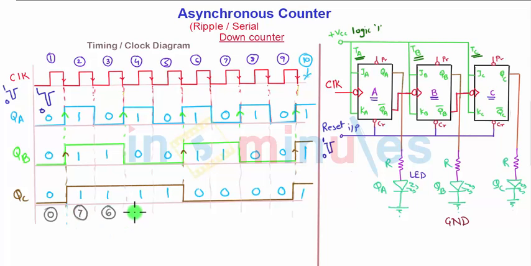6th, 1, 0, 1, that is the 5th, 1, 0, 0, 4th state, 0, 1, 1, 3, 2, 1, 0, and again it will go to the 7th state. So your 3-bit down counter is completed here. So this is all about the down counter.